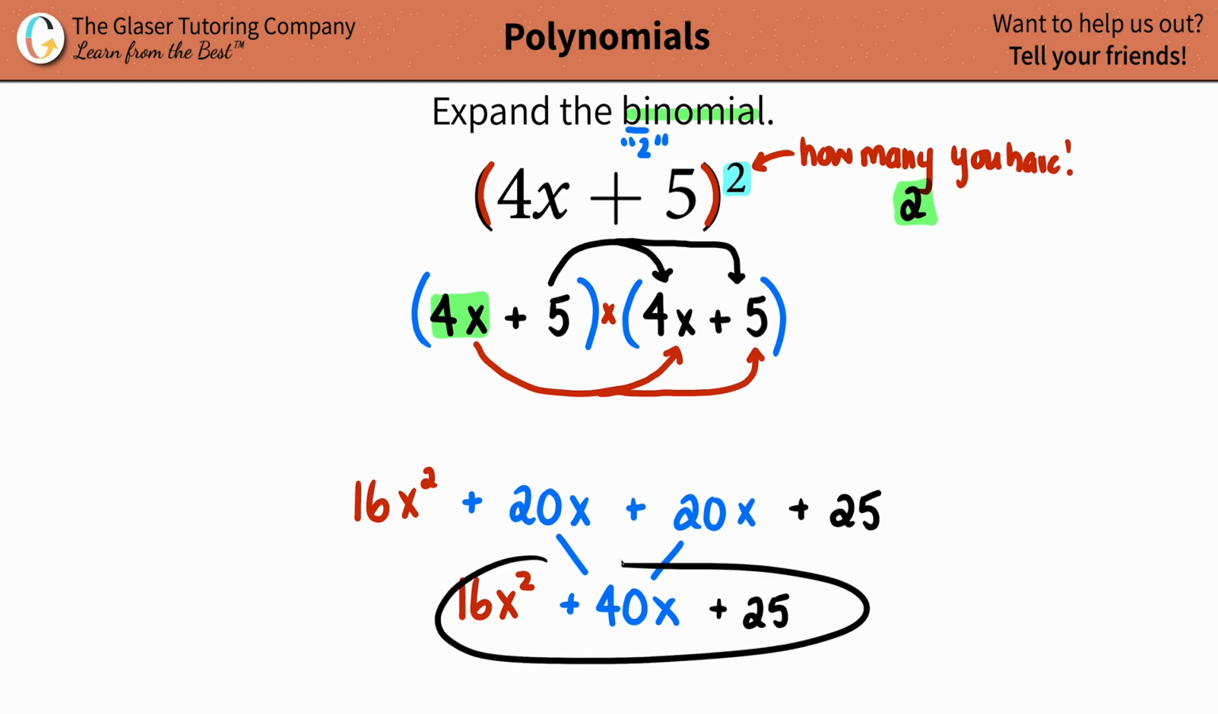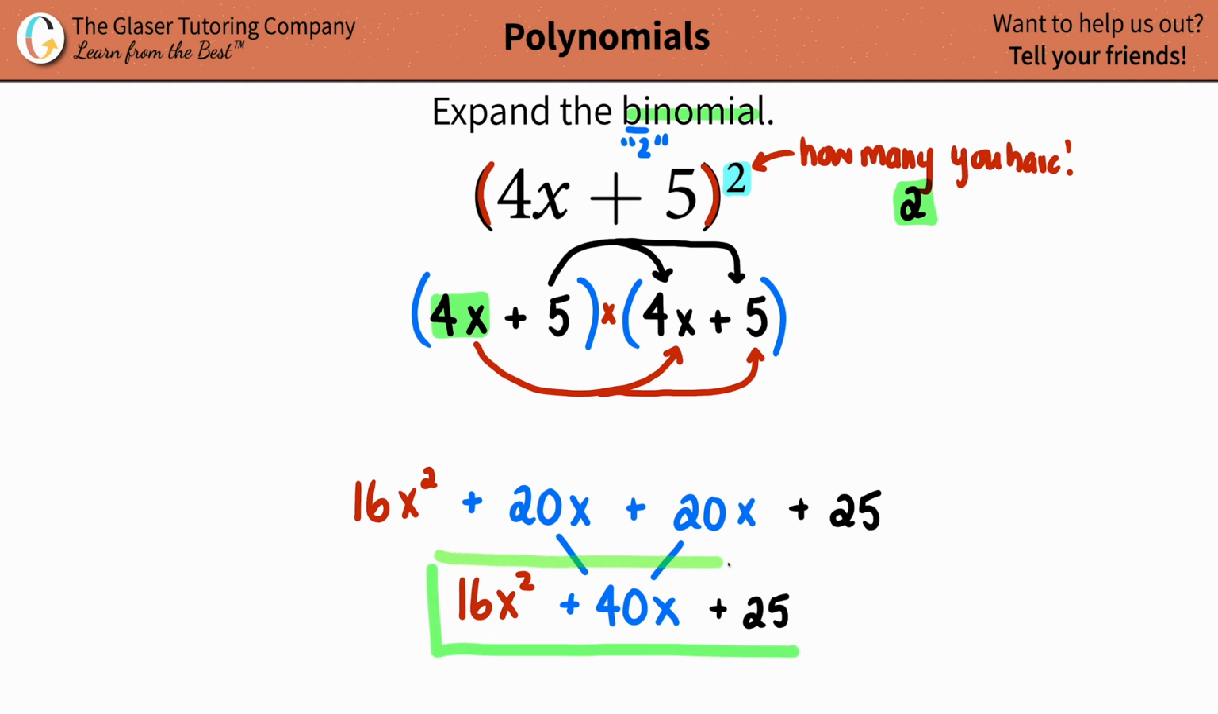And now we have all 3 different colors, so we can't simplify anything else. I'm just going to leave it like that, and that is the end. So we got 16x squared plus 40x plus 25. And we are done.